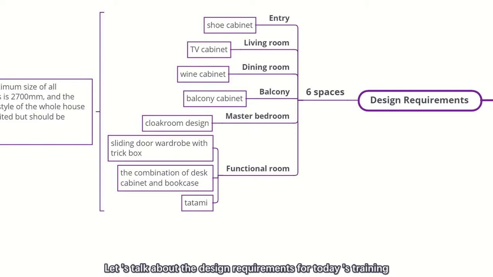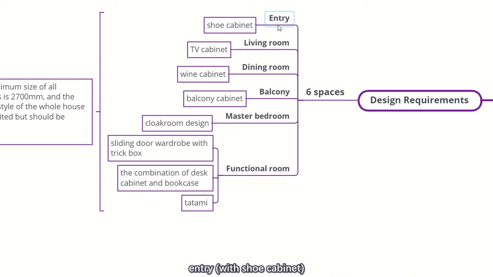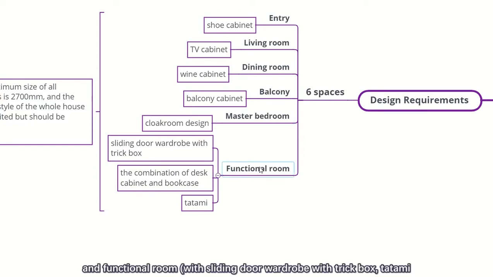First of all, let's talk about the design requirements for today's training. This design requires that the house type is 2 bedrooms and 1 living room, including 6 spaces: entry with show cabinet, living room with TV cabinet, dining room with wine cabinet, balcony with balcony cabinet, master room with cloakroom design, and the function room with sliding door wardrobe with trick box, tatami, and the combination of desk cabinet and bookcase.